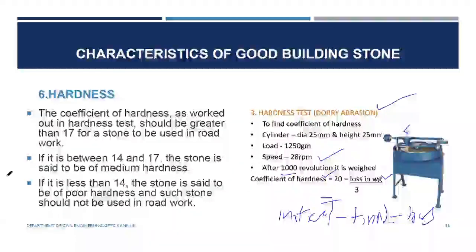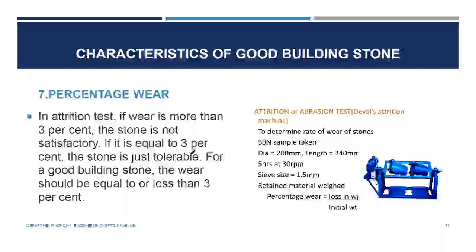Next, characteristics of good building stone. Next we will discuss percentage wear. In percentage wear, we will be using the attrition or abrasion test equipment, that is the Deval attrition machine. You would have heard about this. This machine is not present in our laboratory. So actually, what is wear and tear? Even in a machine, some amount of wear occurs.